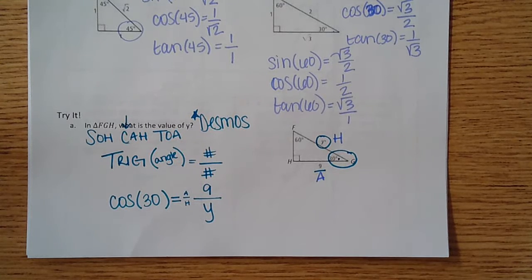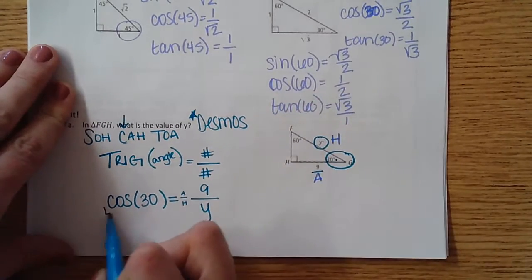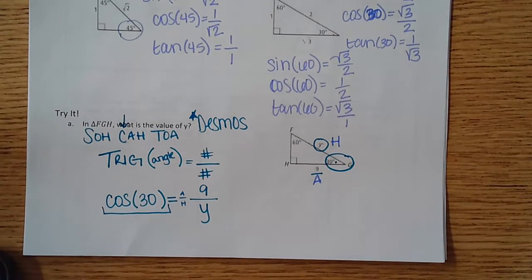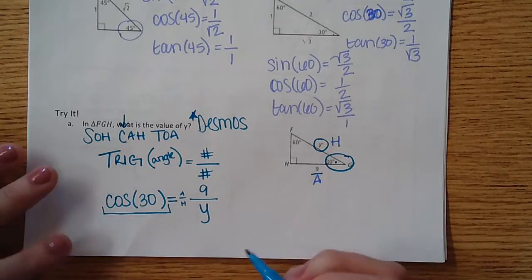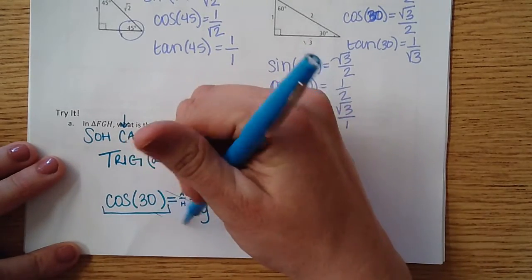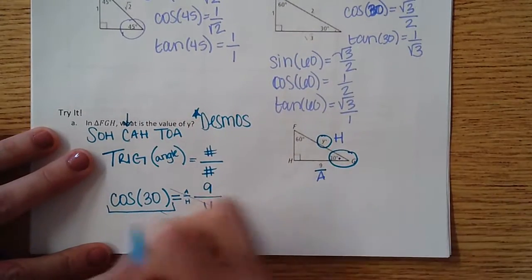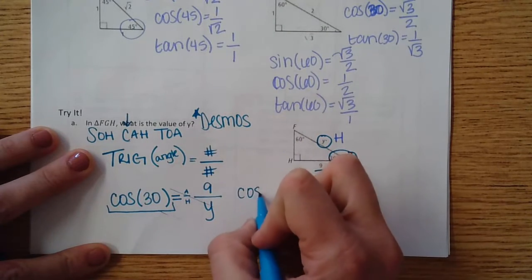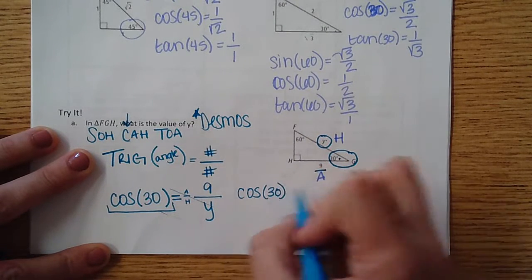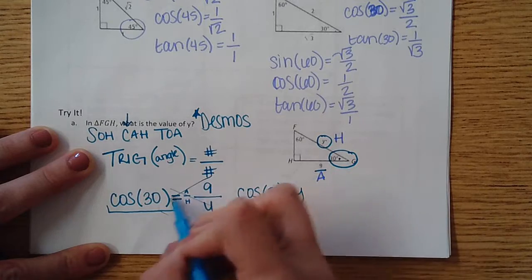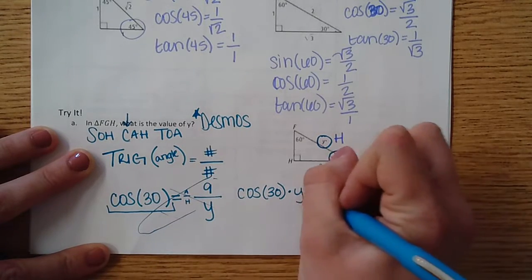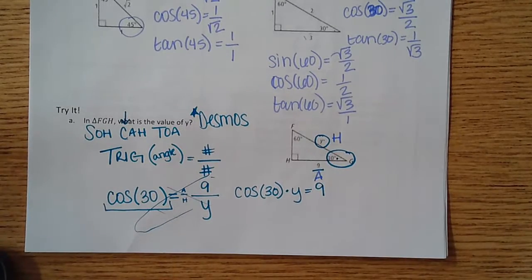So now we're going to solve this like an equation. So first thing, cosine and 30 will not detach from each other. That is one thing. So if I'm trying to find y, I'm actually going to cross multiply here. So I'm going to move it over here. Cosine of 30 times y is equal to 9 multiplied by 1 is equal to 9.